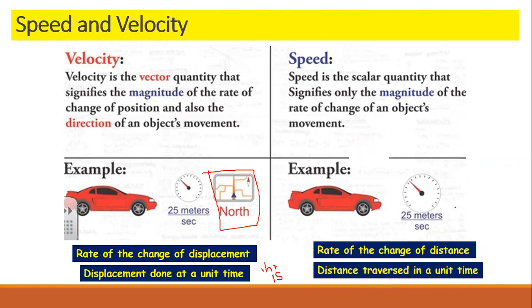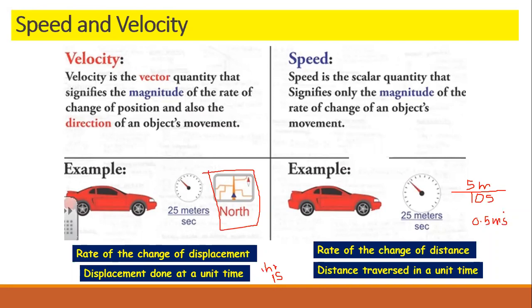So the rate of change of distance. When we take, like, 10 seconds to move 5 meters while we are walking like that, we can take 0.5 meters per second, that is our speed.